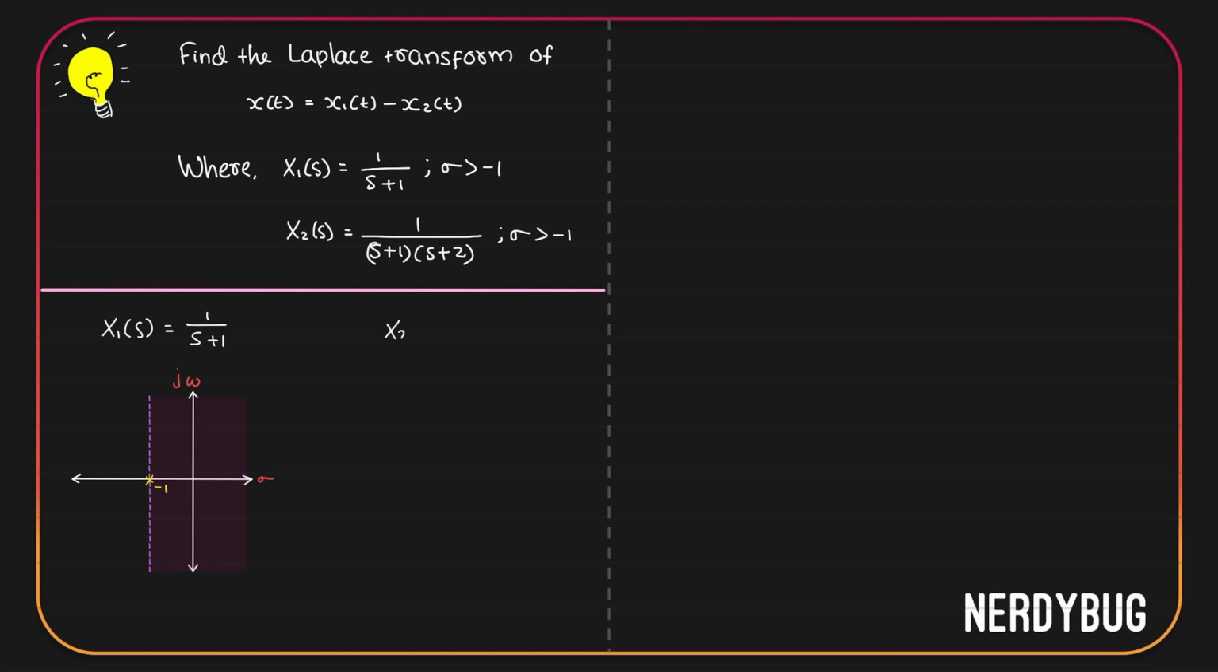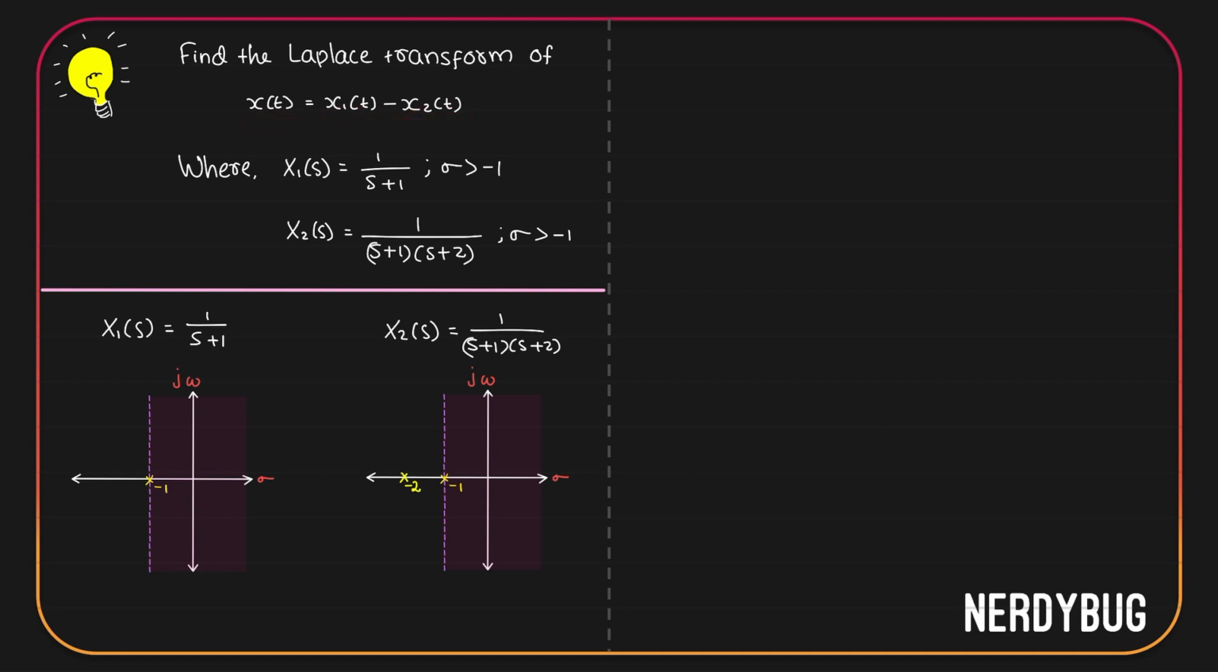The second function x2 of s is 1 by s plus 1 into s plus 2. This one has two poles. One is at minus 1 and one is at minus 2. Let us plot its ROC on an S-plane. It has one pole at minus 2, one pole at minus 1 and ROC is towards the right of the rightmost pole minus 1. Now according to the question, x of t is x1 of t minus x2 of t.